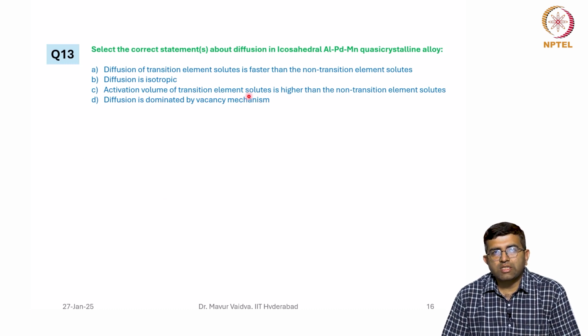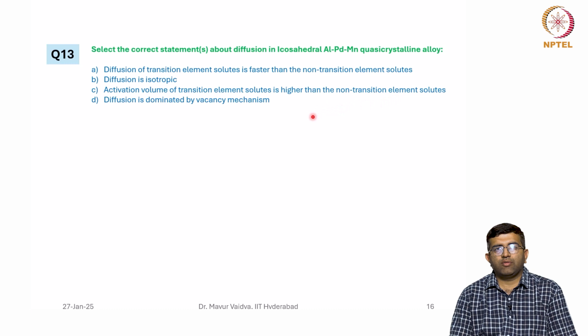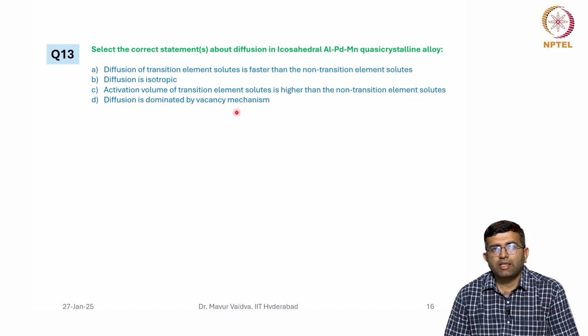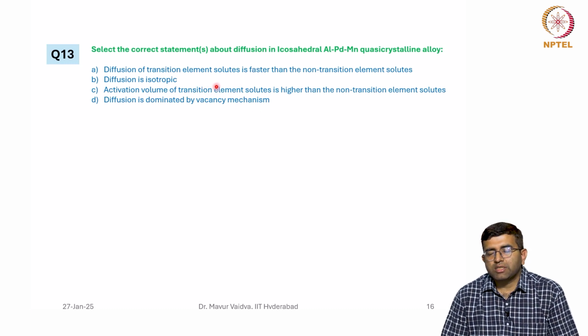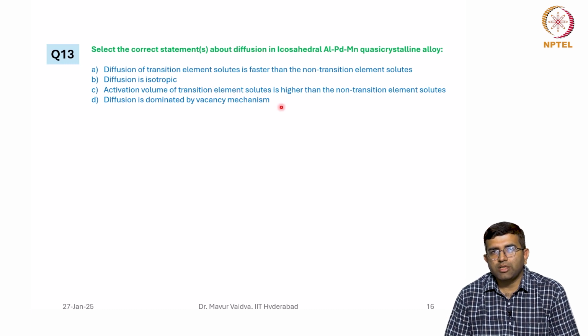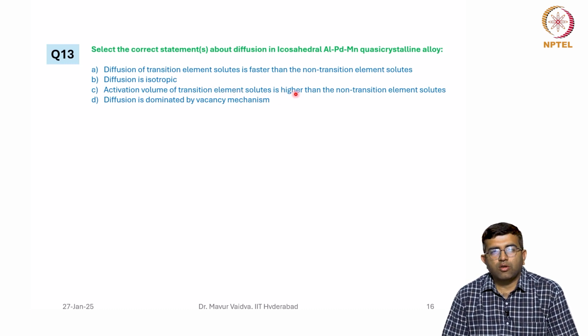Activation volume of transition element solutes is higher than the non-transition element solutes. This is not correct. We had discussed that even though the diffusion of transition element solutes is much slower, the activation volume, which marks the pressure dependence, is the same for transition element as well as the non-transition element solutes. So, this is not correct.